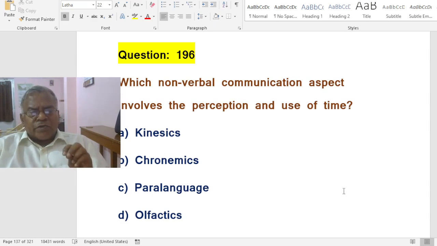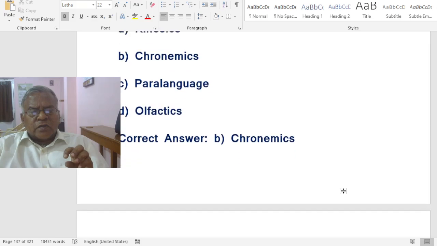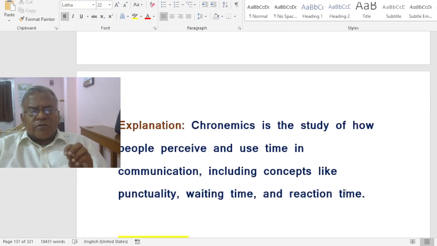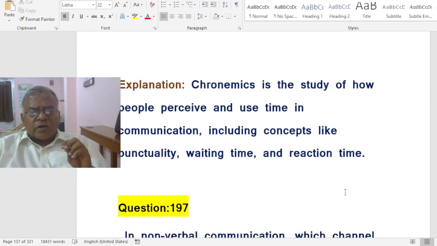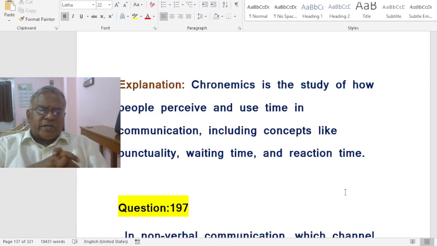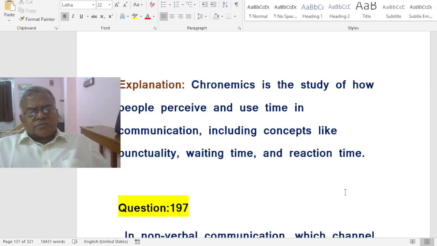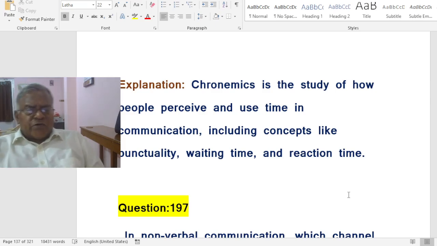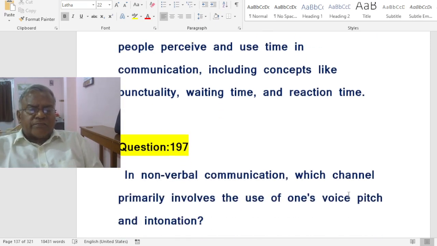Which nonverbal communication aspect involves the perception and use of time? Chronemics. Chronemics is the study of how people perceive and use time in communication, including concepts like punctuality, waiting time and reaction time.